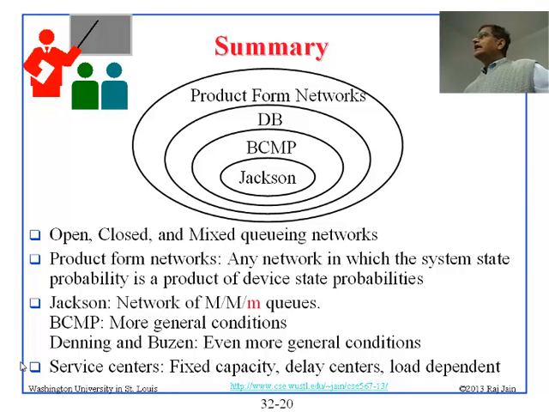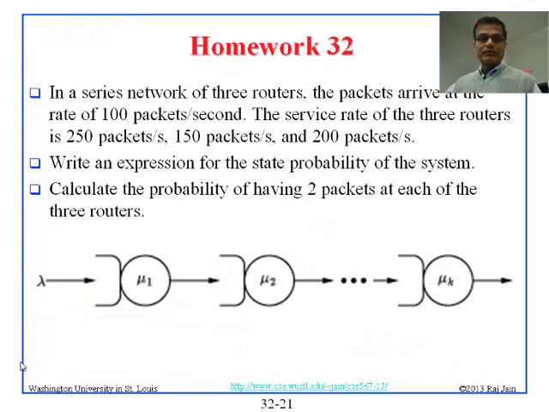Okay? And then we learned that there are three kinds of networks: open, closed, and mixed. And then we learned about three kinds of service centers: fixed capacity, delay centers, and load dependent. Now none of this is exhaustive, in the sense that there are other kinds of complications in the service centers, as well as other kinds of networks. Why I selected this particular subset of what is in the book is because this is what we need for the next chapter. Okay, and so with that, let's see the homework.